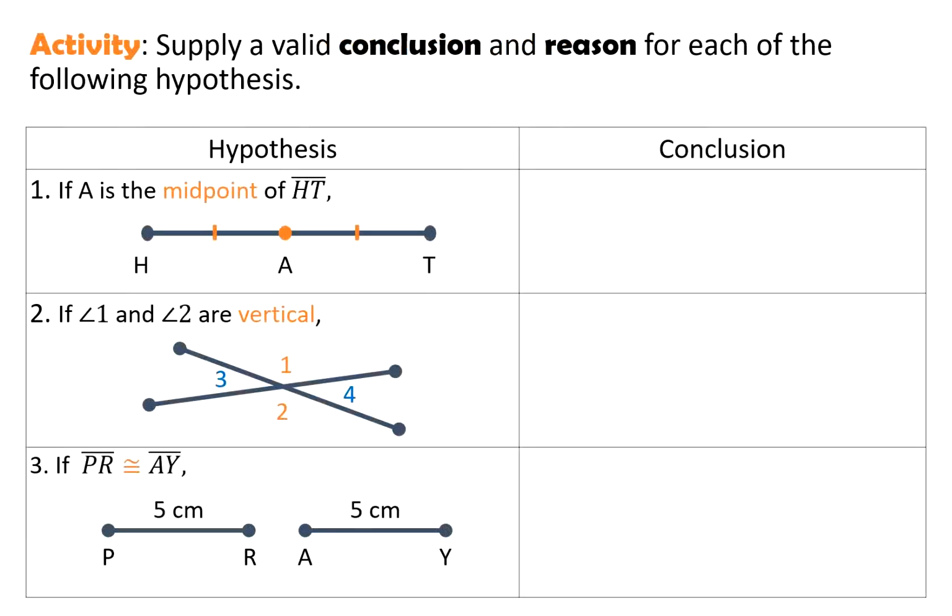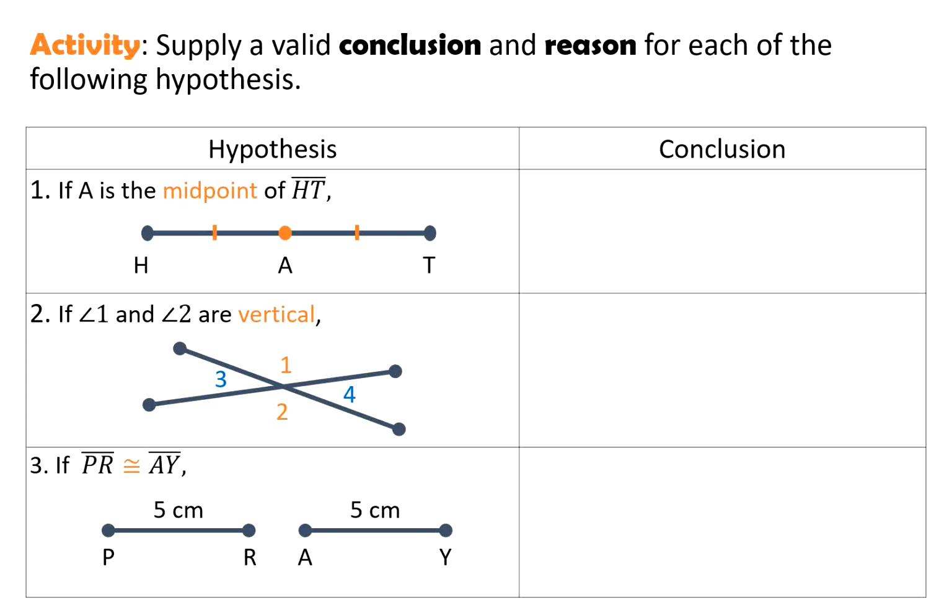Now, let's have an activity. So, supply a valid conclusion and reason for each of the following hypotheses. So, dito, meron tayong hypothesis. Ngayon, sa kabilang side, nandito naman yung ating conclusion. Ngayon, para maging valid yung ating conclusion, kailangan meron tayong reason. So, dito na pumapasok yung proof natin, no? Yung proof natin, so ano ba yung reason mo, bakit yung conclusion mo ay true? So, dito natin gagamitin yung mga pinag-aralan natin kanina.